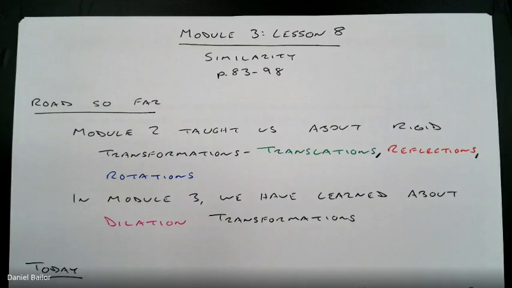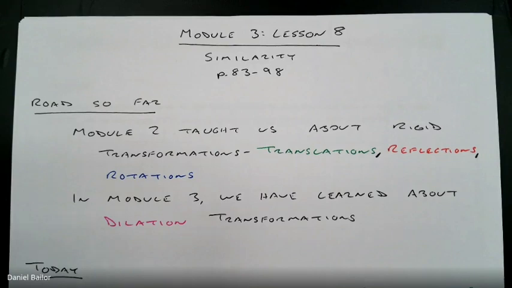Figures were the same shape and the same size. In Module 3, we've learned about dilations. In the first half of Module 3, we talk about dilating figures, changing the size, although the shape stays the same. So that's all about similarity. Similarity means the shape is the same even if the size is different. So those are the types of transformations we've learned about: translations, reflections, rotations, and dilations.